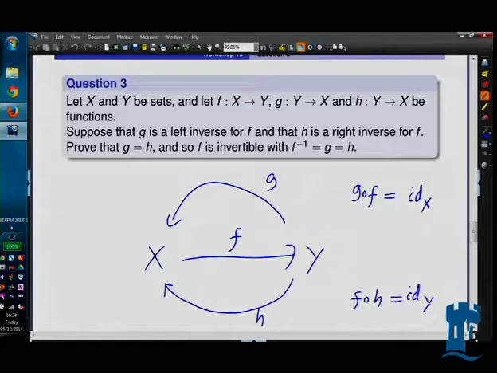And your task is to prove that g equals h, as a result of which f is invertible and f to the minus 1 is equal to g is equal to h. So it is a proof we did in lectures. You may remember it, or you might have to figure it out again. But remember that composition is associative. So function composition is associative, and you can use that. And anything composed with an identity map is still what it was before you composed it with the identity map. Okay, so we'll let you see if you can do that, and we'll come around and see how you're getting on.